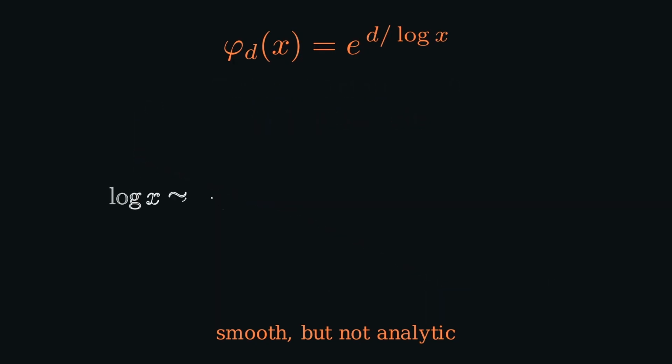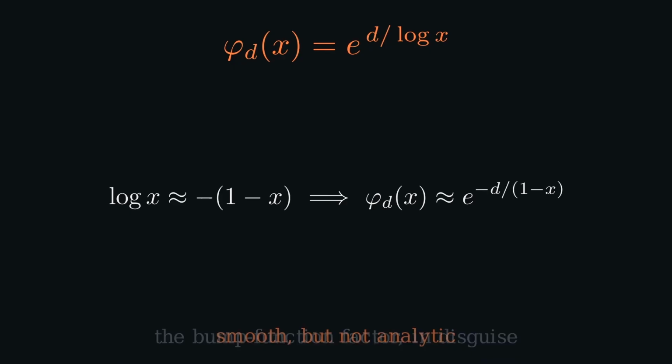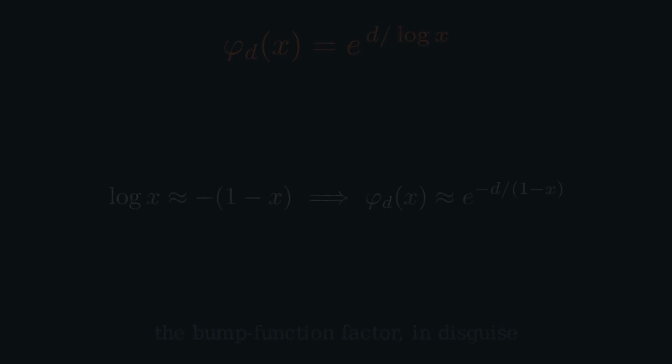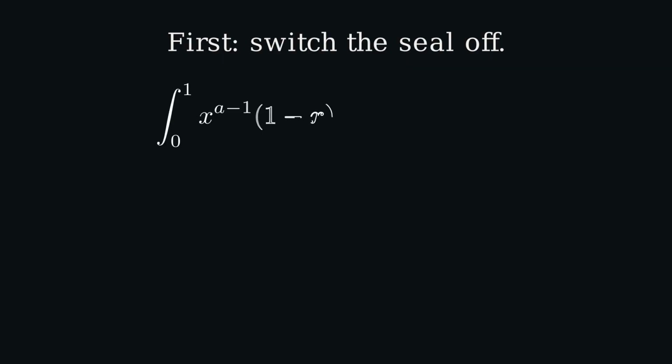The Taylor series at x equals 1 is 0. The function is not. And we have a bump function factor in disguise.